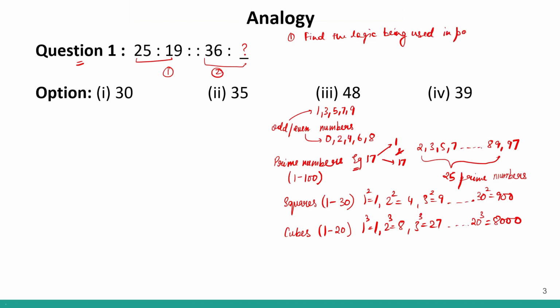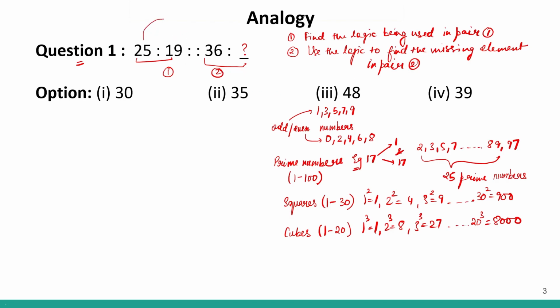That is how the elements in pair 1 are connected. Correct? What is the relationship between the elements in pair 1? The second step is to use the exact same logic to find the missing element in pair 2. Correct? These are the two steps that we follow in order to solve any question on analogy. Right? So let us start with pair 1.